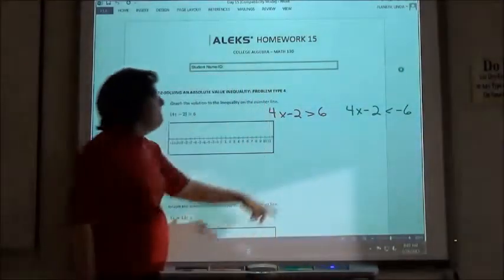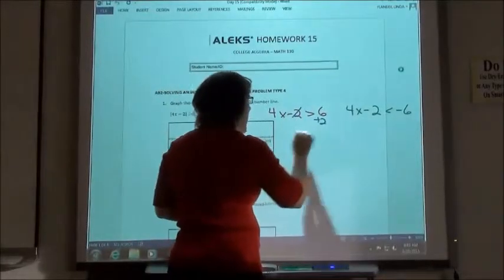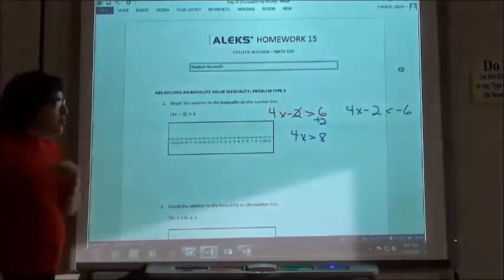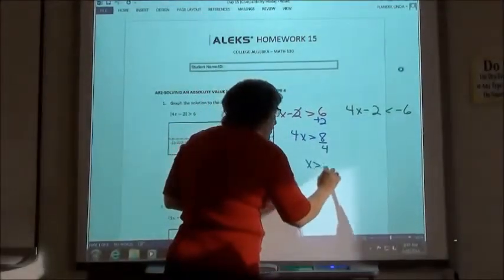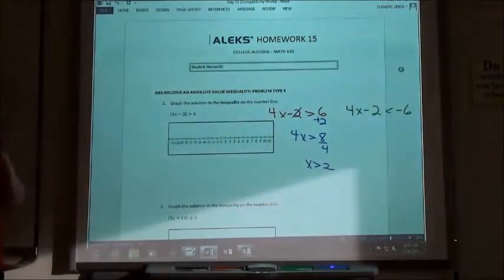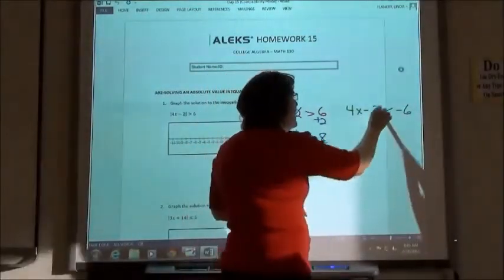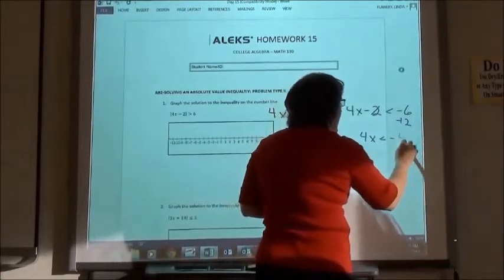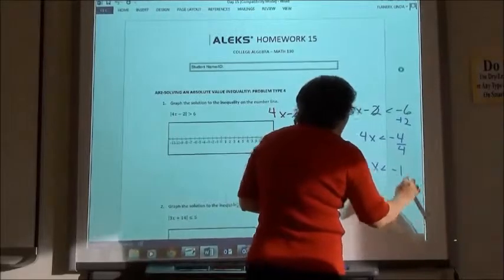So on the first one, got to move our 2 to the other side, so we're going to add 2. 4x is greater than 8. And then of course we got to divide by our 4. X is greater than 2. Then we got to solve the other one. Same steps, I got to move my 2 to the other side, so I'm going to add my 2. 4x is less than negative 4, and then divide by 4, so x is less than negative 1.